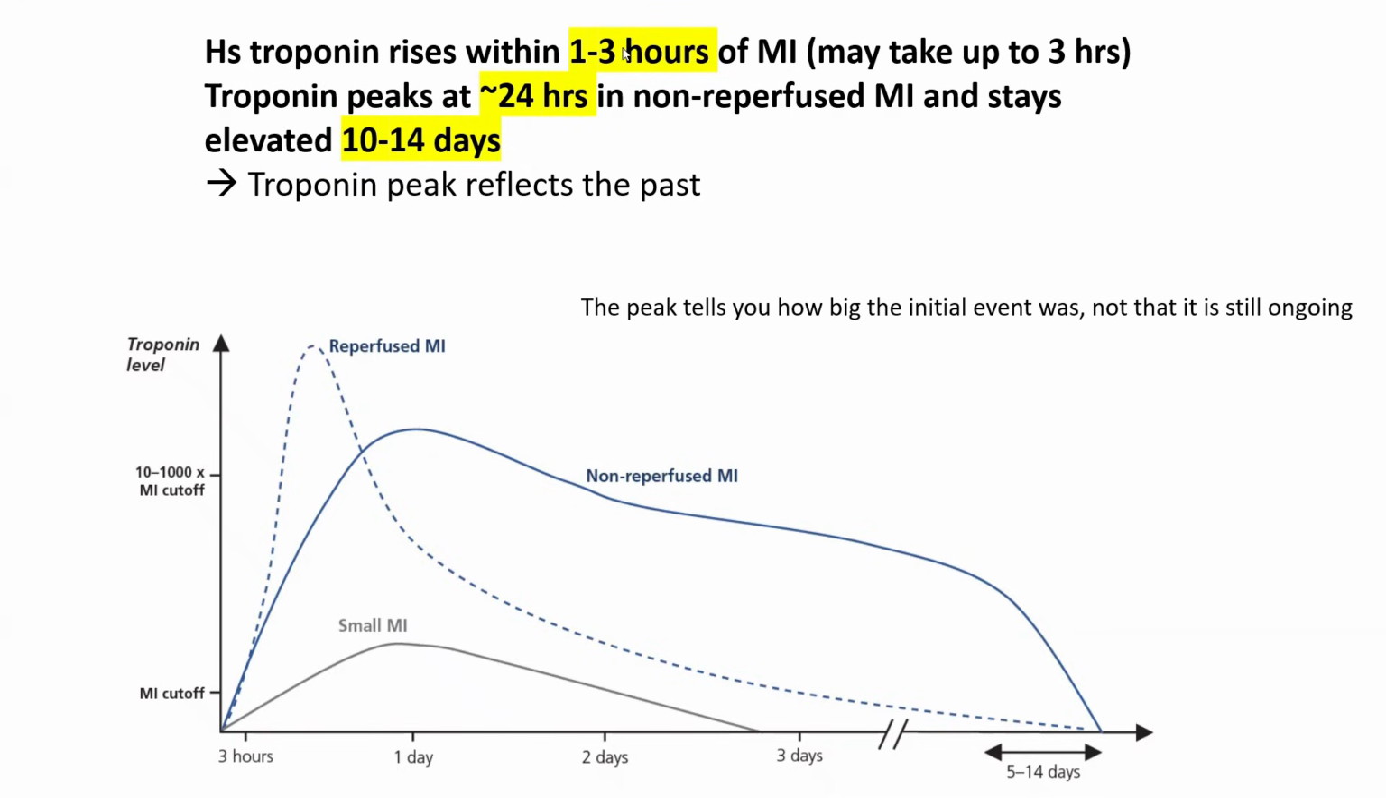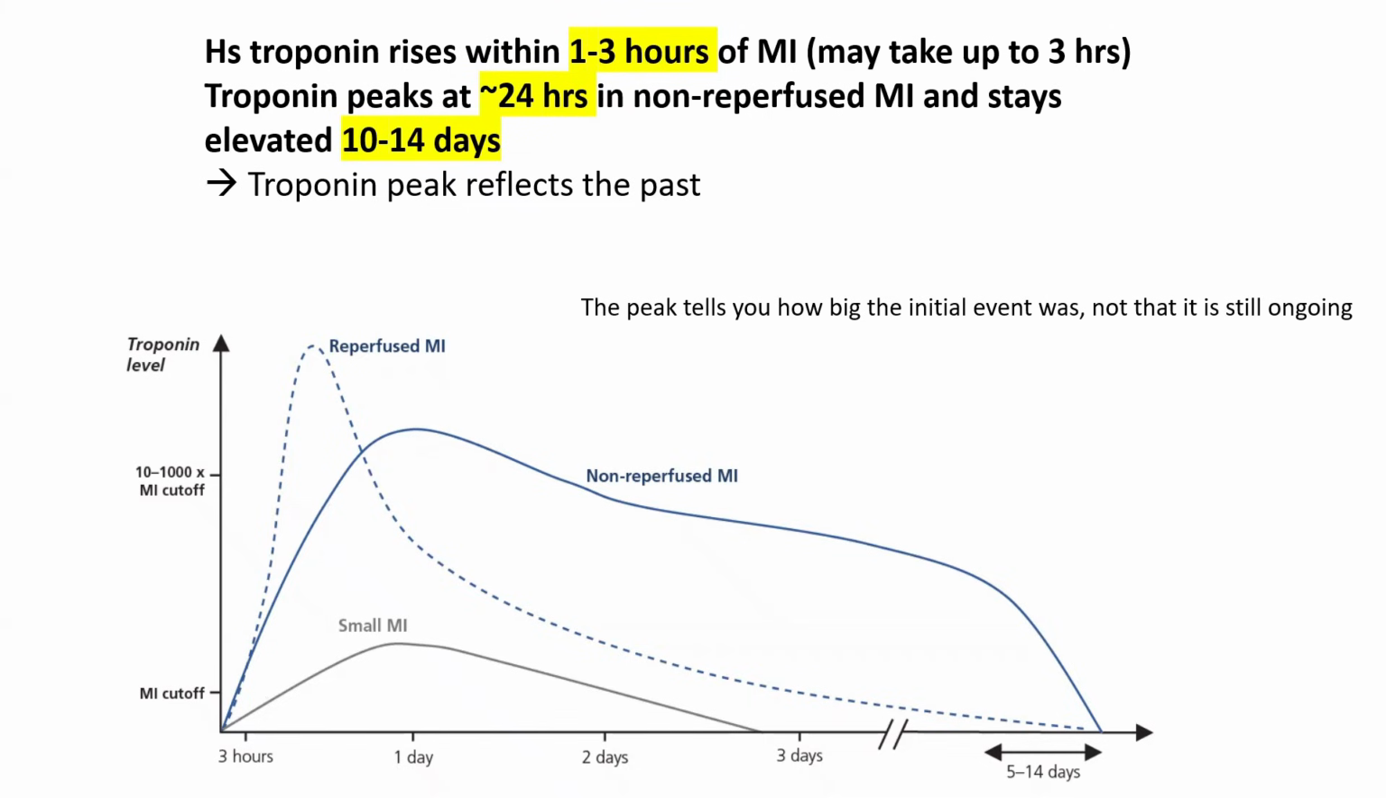So it starts to rise 1 to 3 hours, peaks at around 24 plus hours, and stays elevated 10 to 14 days. This is extremely important. This will give you two ideas here. In MI, the troponin will continue to rise until 24 plus hours after the initial event, even if ischemia of that initial event is alleviated. Troponin peak sees the past. The troponin that continues to rise does not mean you have ongoing ischemia.